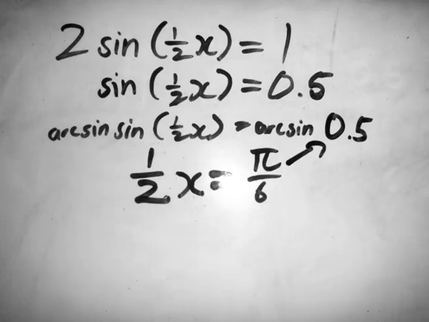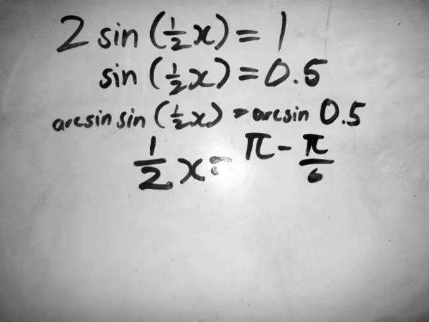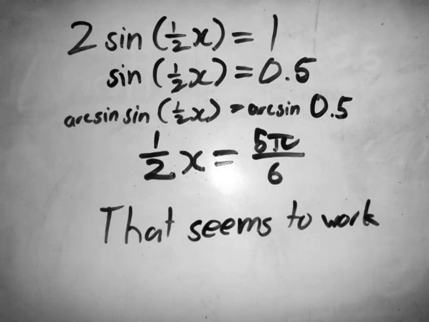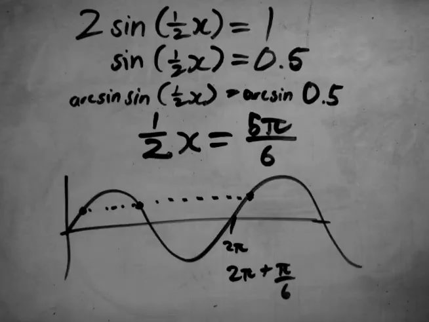Arcsine 0.5 is pi over 6, but this doesn't fit the constraint. Pi take pi over 6, that being 6 pi over 6 take pi over 6, or 5 pi over 6, does fit the constraints. The next one with the same answer will be another 2 pi along, at 2 pi plus pi over 6, which is outside of the range.